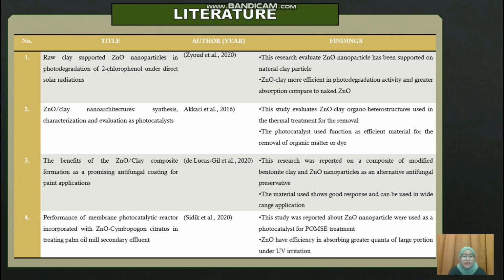So I'm going to present my literature review. To validate my research, I have compared and referred to articles with similar experiments, with which I compare my findings. The articles from Ziad et al. 2020, Akari et al. 2016, and Lucas Gill et al. 2020 used zinc oxide supported with clay, such as kaolin and also bentonite, in photodegradation and removal activity. The next article by CD et al. 2020 used zinc oxide, zinc propan separators in treating POMSE. And all the articles respond with good performance of zinc oxide photocatalyst with the support material.